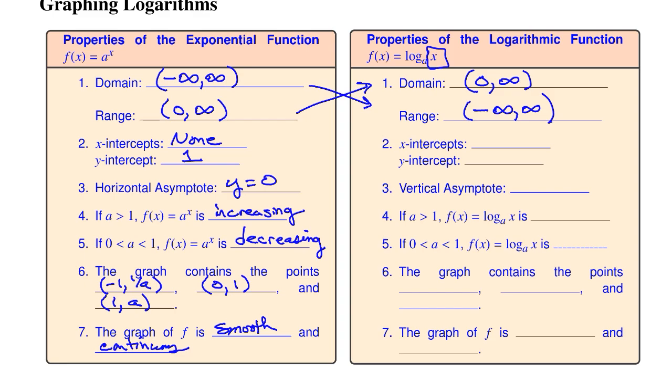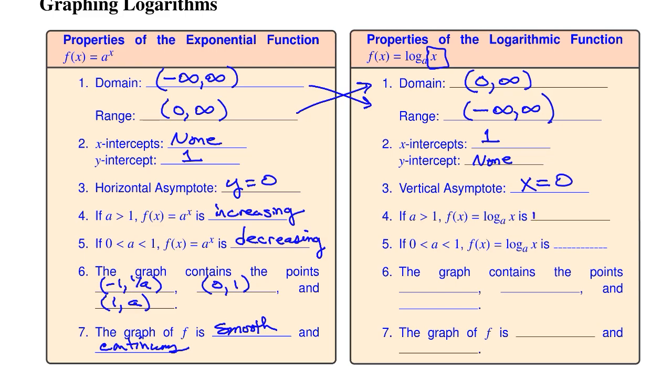Number 2, the x and the y intercepts. Again, these switch around because the inverse switches x's and y's. So the x-intercept, there's only one, and it's 1, but the y-intercept, there are none, because, again, you can't use x equals 0. The horizontal asymptote becomes a vertical asymptote at x equals 0.